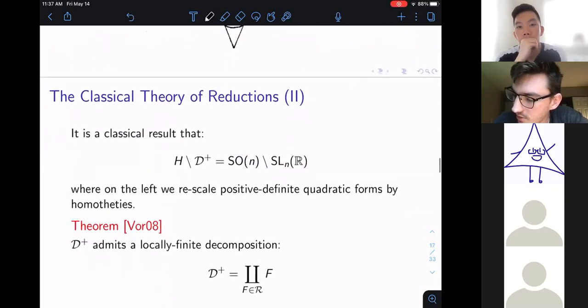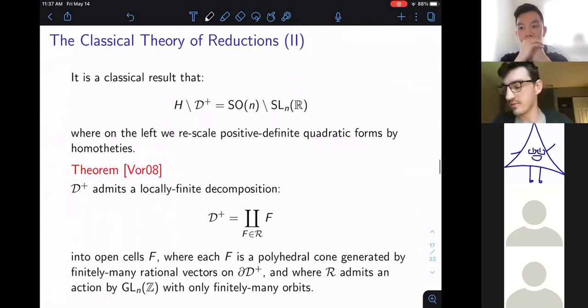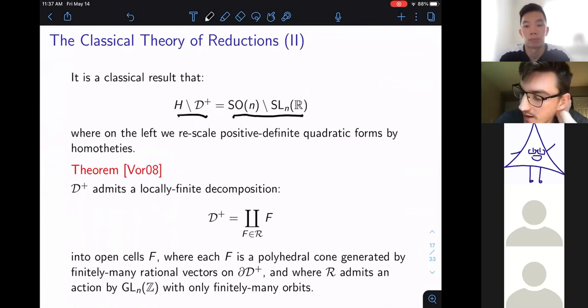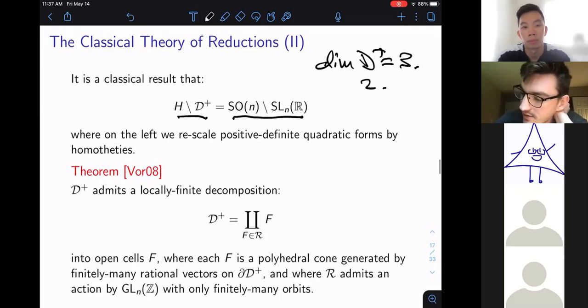Okay, and so inside this cone, you can build a reduction theory. You can build a similar kind of cellular decomposition as we ultimately want for the Klein disk model. It's a classical result that this open cone mod homotheties is SL_n(R) mod SO_n. That is what I was saying earlier about the n equals 2 case: this has dimension 3, and when you quotient by homotheties, you have dimension 2. So this is the identification with the disk. And the theorem of Voronoi, which really starts everything, is that this open cone admits a locally finite decomposition into open cells, where each of these open cells is a polyhedral cone on points on the boundary. And the set of these polyhedral cones admits an action by GL_n(Z).